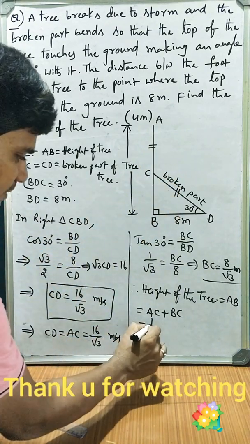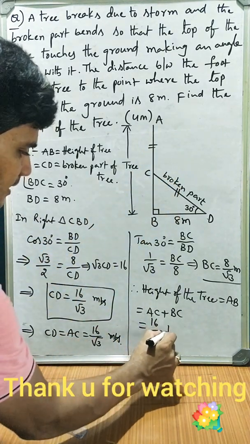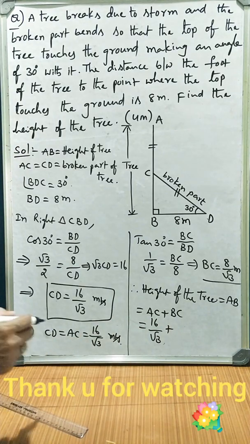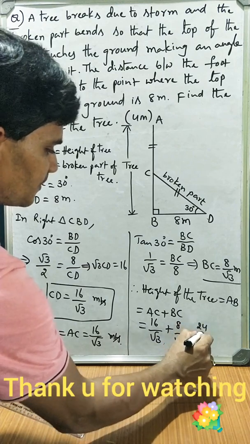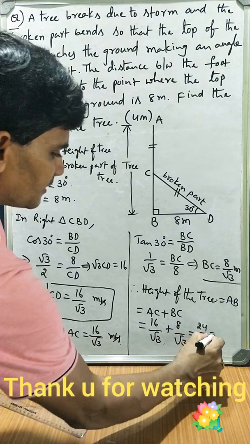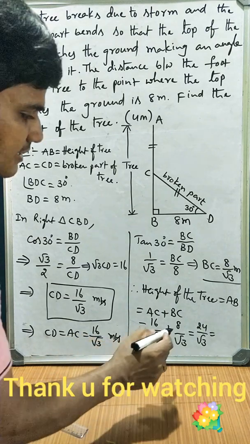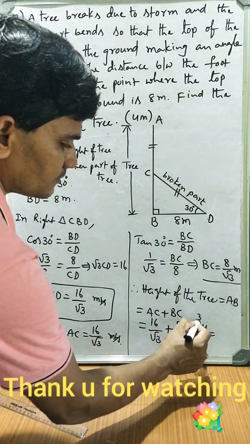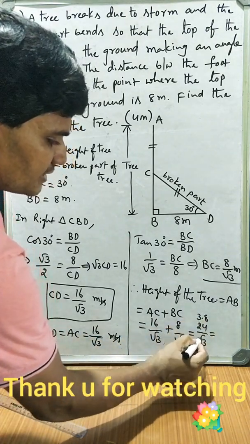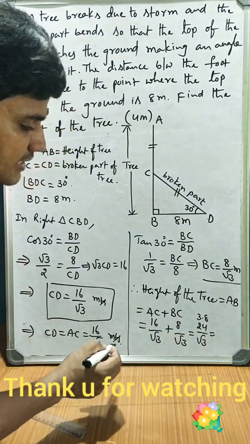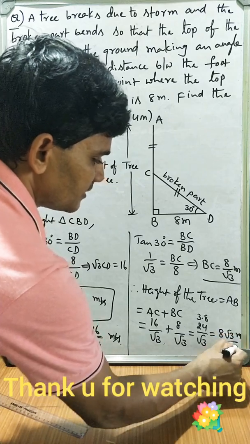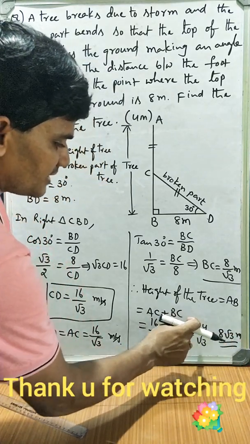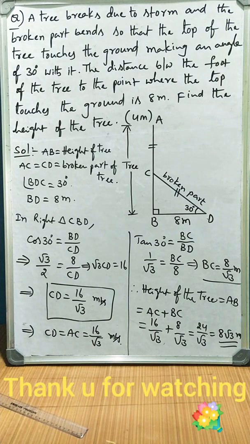AC means 16 by root 3 plus BC means 8 by root 3. Both are like fractions. 24 by root 3. 24 can be written as 3 into 8. 3 is nothing but root 3 into root 3. If one root 3 gets cancelled, you will get 8 root 3 meters. 8 root 3 meters. You can easily understand the simplification. I have done some rationalization there.